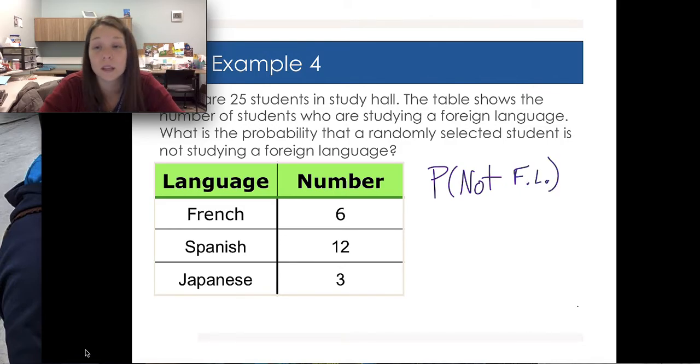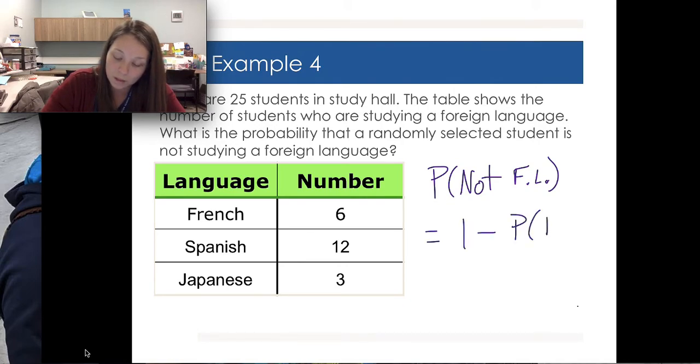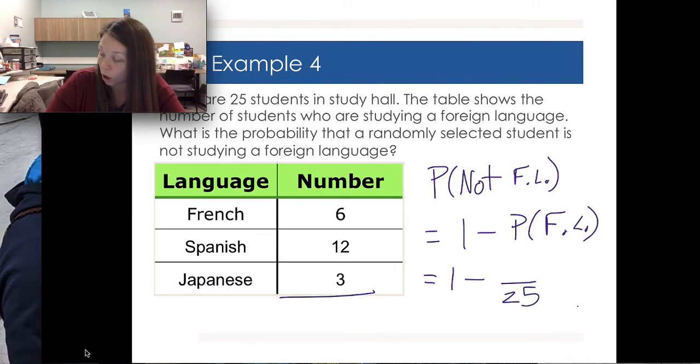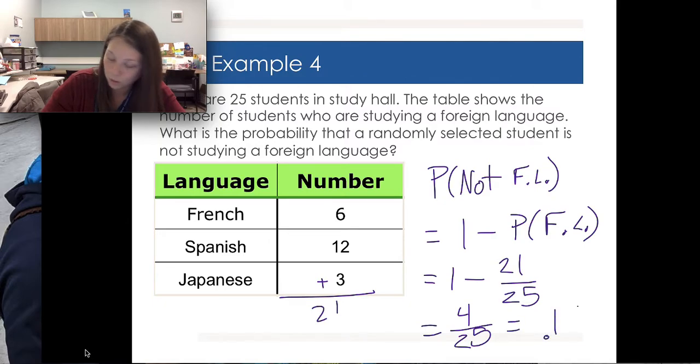So the probability that they're not studying a foreign language is going to be equal to 1 minus the probability that they are studying a foreign language. Well, the total number of students is 25, we're told in the setup of the problem. The number of students that are studying a foreign language is 21. So we're going to take 1 minus 21 over 25, which will leave us with 4 over 25, or you could say 0.16.